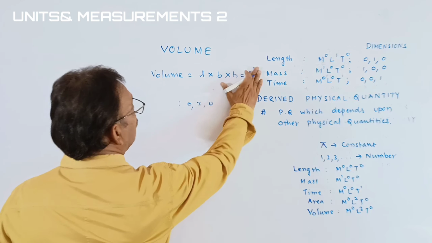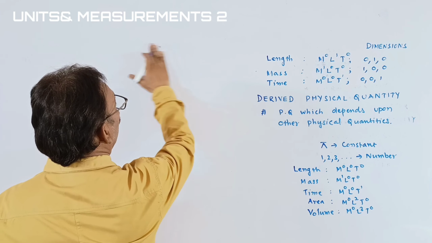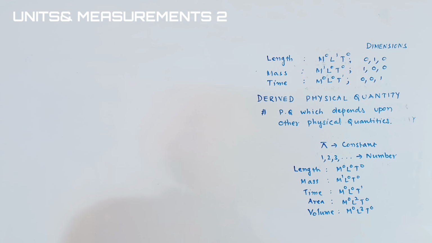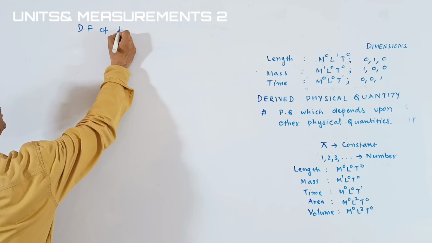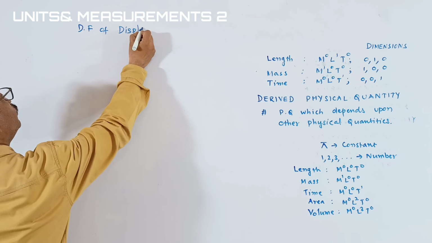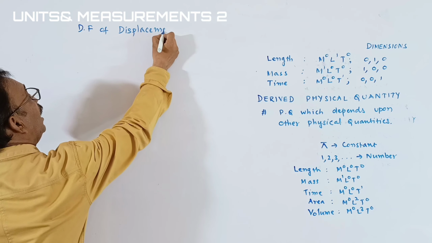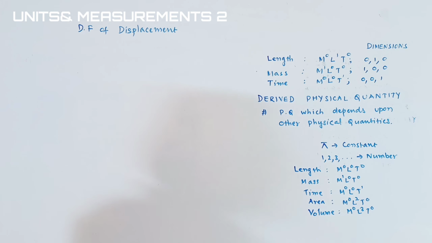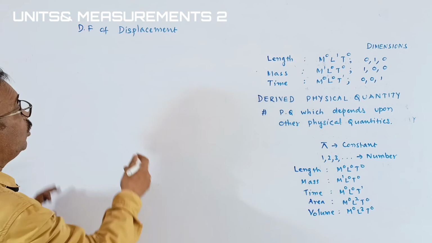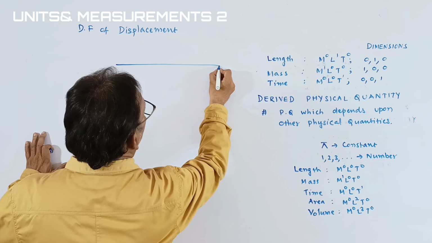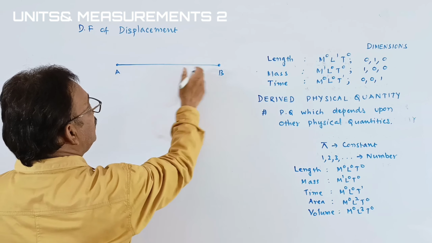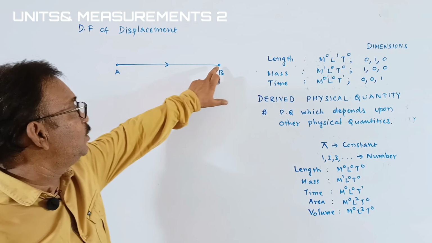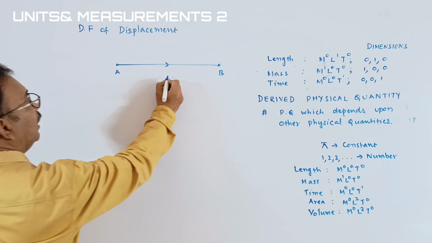Okay, students. Next we are writing the dimensional formula of one more derived physical quantity. Okay, before that we will write the dimensional formula of displacement. And you have learned that displacement is the shortest distance between the 2 points. Let's say it is the path, say it is A and it is B, then this one is displacement, the shortest measured length between the 2 points. It's nothing but the length, students.